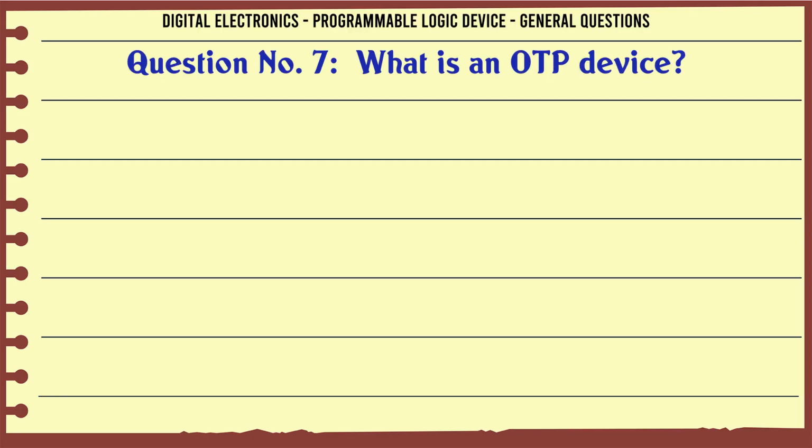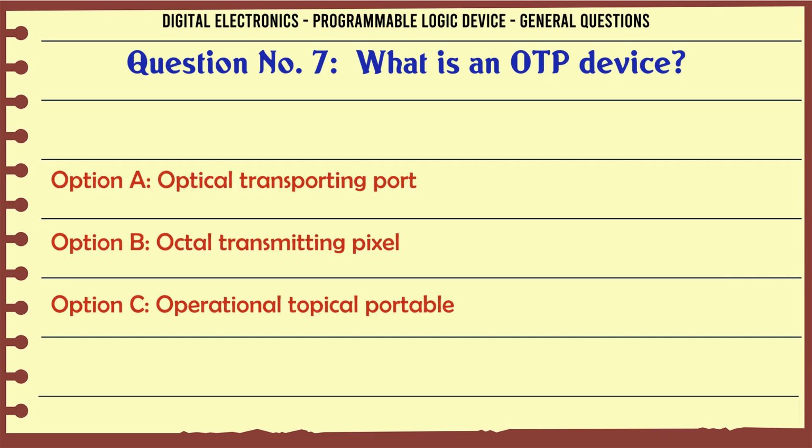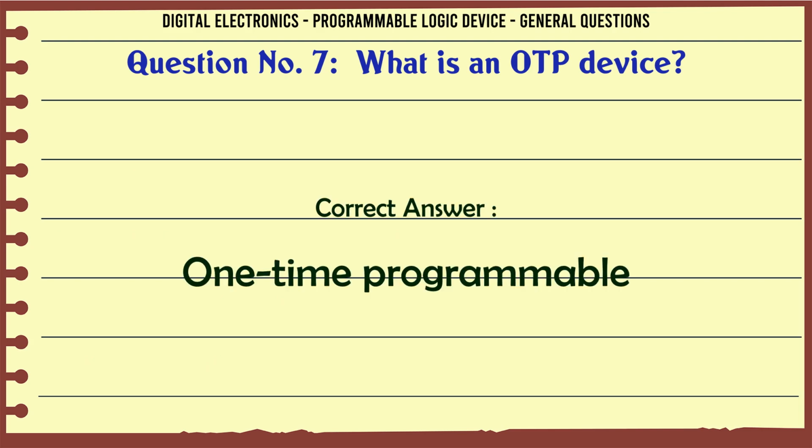What is an OTP device? A. optical transporting port, B. octal transmitting pixel, C. operational topical portable, D. one-time programmable. The correct answer is: one-time programmable.